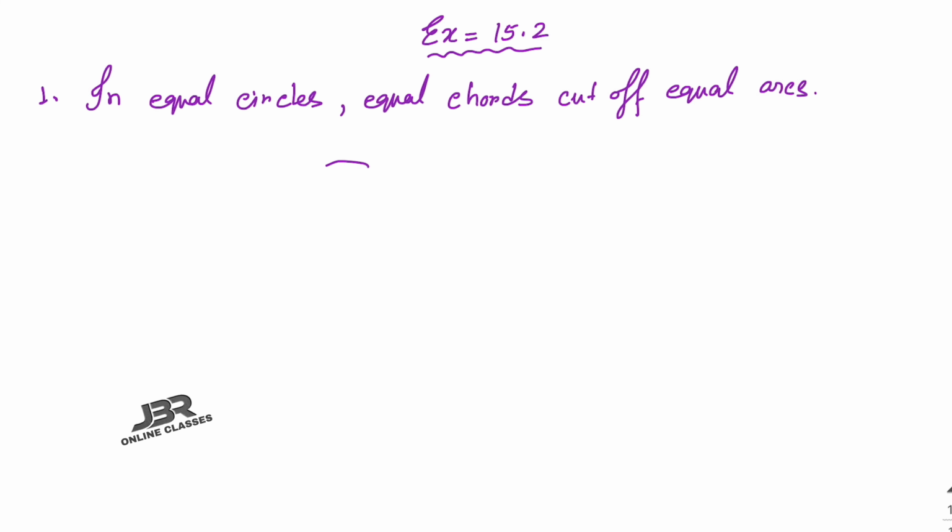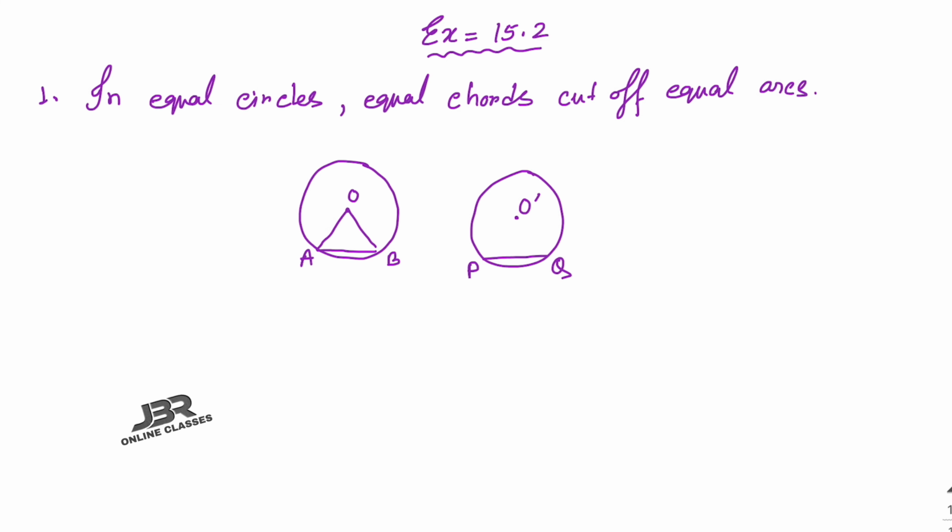Suppose this is a circle and this is another one. These two circles are equal circles. Here the center is O and here the center is O dash. Suppose this is a chord named AB and this one is PQ. Definitely OA and OB are the radii of this circle, and O dash P and O dash Q are the radii of that circle. So arc AB is equal to arc PQ according to the theorem.